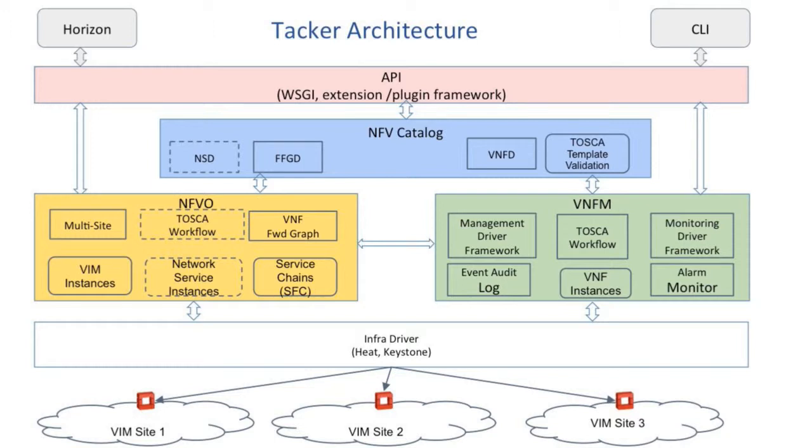Two major components in the architecture. One is the NFVO for service orchestration. The other is the VNF manager. The NFVO side handles things like multi-site interfaces to multiple different virtual infrastructure managers, TOSCA workflow, the forwarding graphs, and then the VNF manager handles more of the monitoring of the VNFs, alarm monitoring, event auditing, and all those functions. Both of those modules interface into the infrastructure driver, basically talking to Heat in OpenStack, and we can support multiple different OpenStacks for orchestration at a single time.